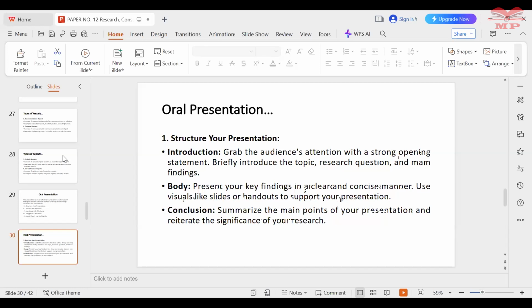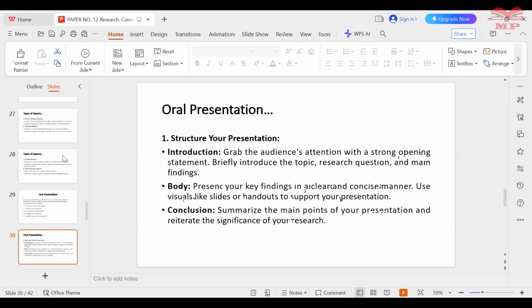In the body of the presentation, it's important for whoever is making an oral presentation to present key findings in a clear and concise manner, using visuals like slides or handouts to support the presentation. When it comes to the conclusion, it is important to summarize the main points of the presentation and reiterate the significance of the research.